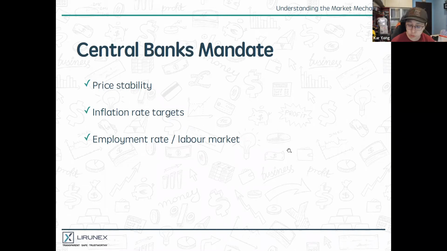Now, some countries, let's say you're based in Singapore, right? Singapore has MAS, the Monetary Authority of Singapore, and they have an additional target or mandate. That is their exchange rate policy, which means MAS, the Central Bank of Singapore, will need to ensure that the Singapore dollar stays within a certain bandwidth in terms of its exchange rate, because Singapore is a country that's very reliant on imports, right? So they need to ensure that imported goods do not become too expensive. They need to have a certain bandwidth for their currency.